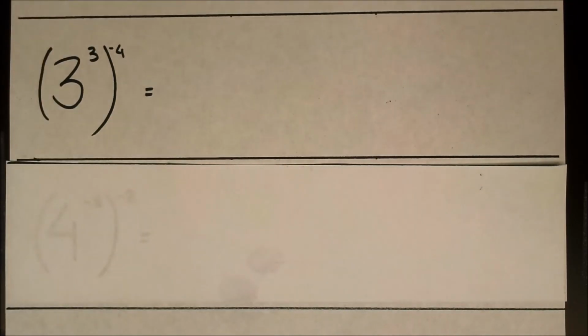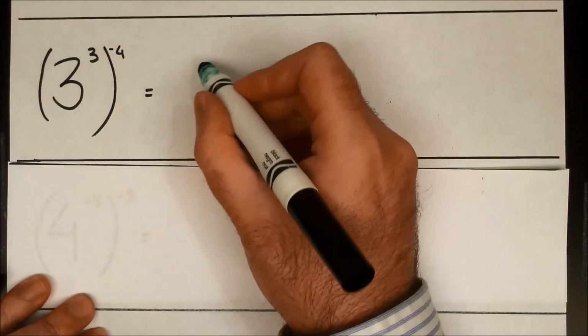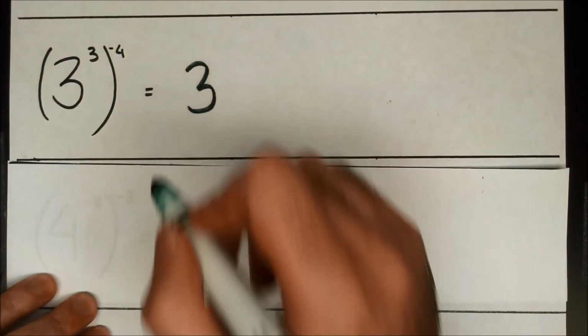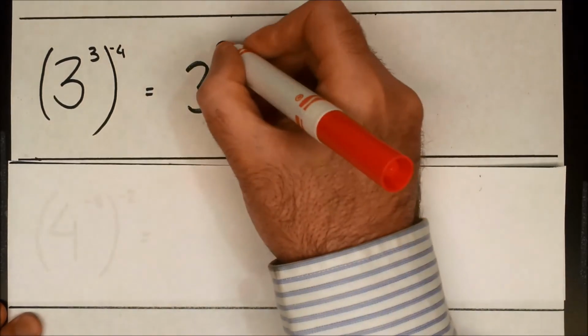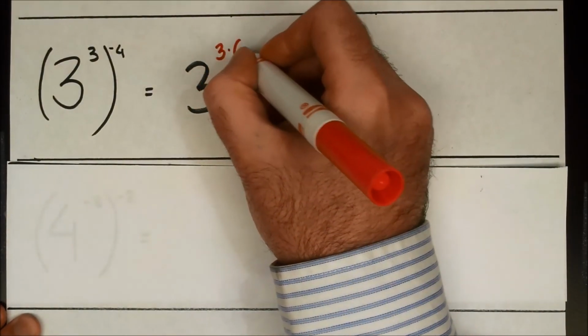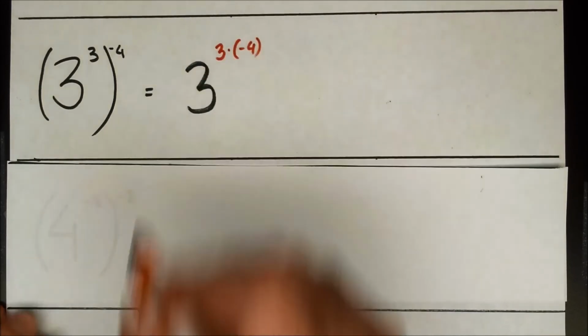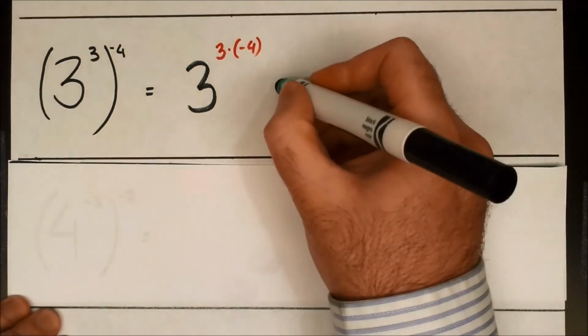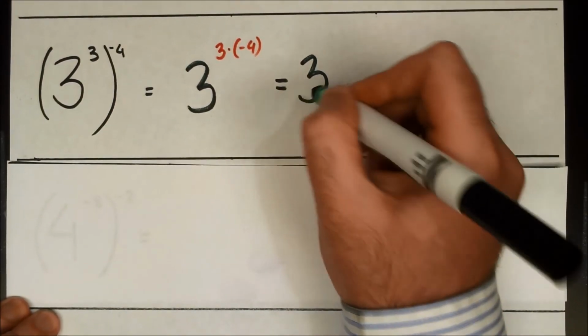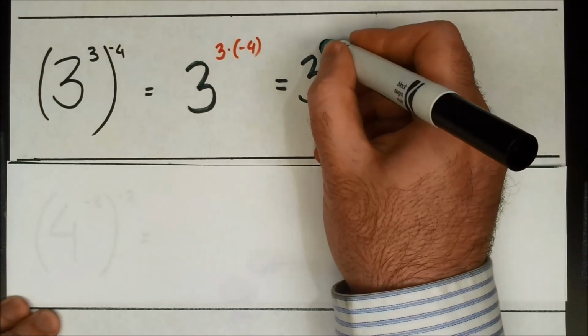Try this one. Just like before, the base doesn't change. And what do you do with the exponents? If you said multiply them, you're correct. So you take 3 and you multiply it by a -4. Mind your signs. And what's 3 times -4? The base stays. If you said -12, you're correct.